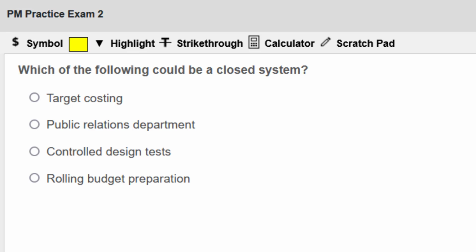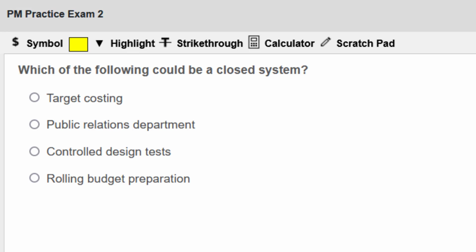I read the question stem, the task: which of the following could be a closed system? So we want a system that only uses internal information, no external information. Well, target costing begins with setting an external selling price that will be acceptable to our customers. So target costing uses market research, no good. Public relations department, that's using external information, no good.